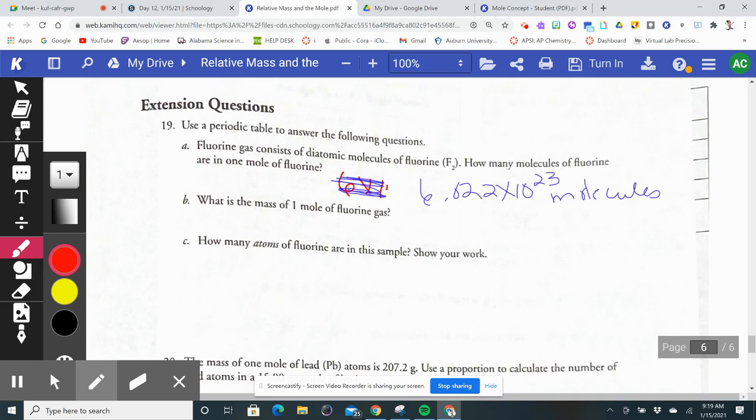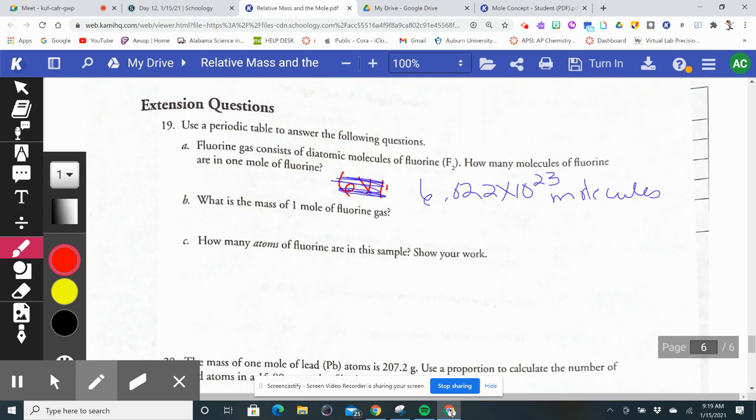What is the mass of 1 mole of fluorine gas? Be very careful. Let's see if you can get this. The mass in 1 mole of fluorine gas. Okay. Write it out. Write out your unit multiplier. And I'm not saying you're wrong. I just want you to write it.